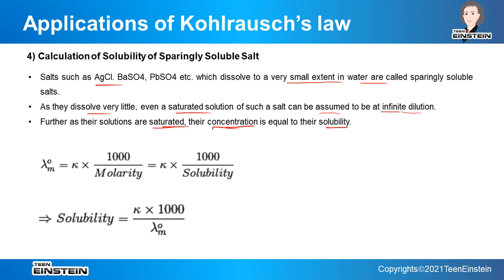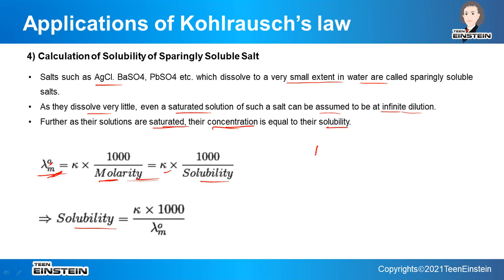Now, if we use the equation that we have already seen, molar conductance at infinite dilution, this is infinite dilution, equals kappa times 1000 by molarity. This molarity is not just any molarity; it is the molarity when it is a saturated solution of a sparingly soluble salt. So this molarity can be replaced by solubility. If kappa is known, we can find the value of solubility and vice versa. And once you know the solubility, you can easily find the value of Ksp.